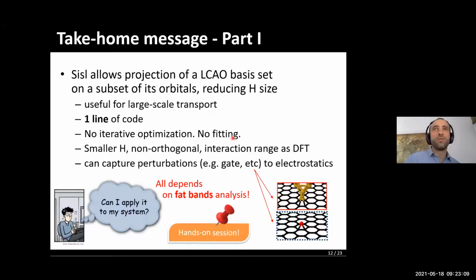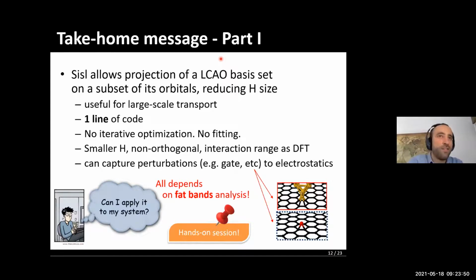So just in conclusion, to give you the take-home message, CIESL is nice because it allows you to project a DFT, in particular a linear combination of atomic orbital basis set, onto a subset of its orbitals, thus reducing the Hamiltonian size. And all of this, you can do in one line of code, basically. Now, this has the advantage of being a direct projection. You don't need any iterative optimization, no bands fitting. And by doing this, you're also able to capture some basic perturbations, like perturbations to electrostatics or to the structural geometry.